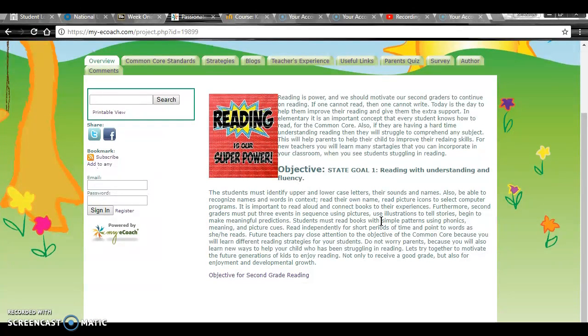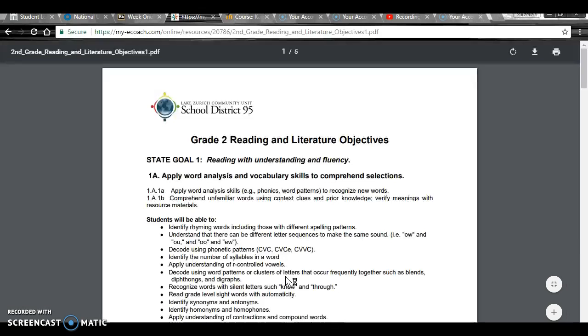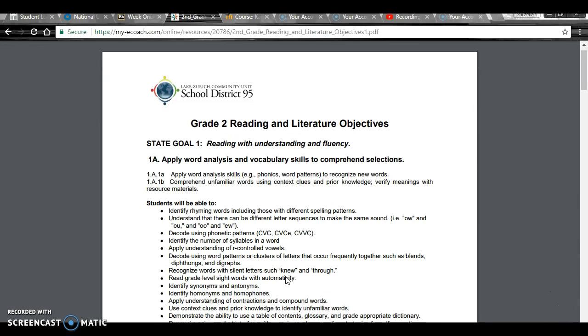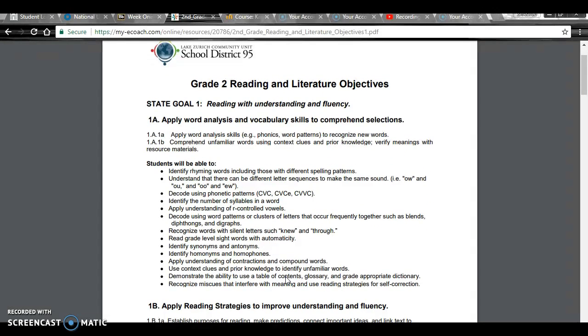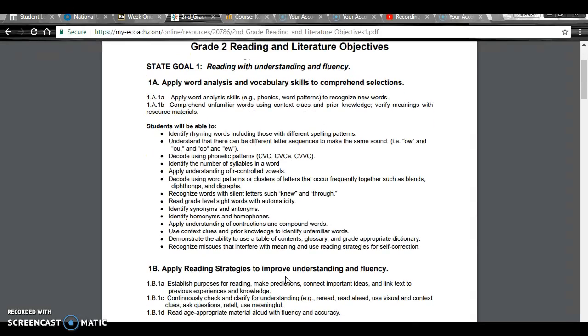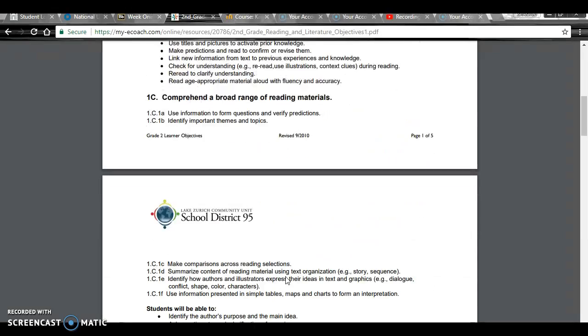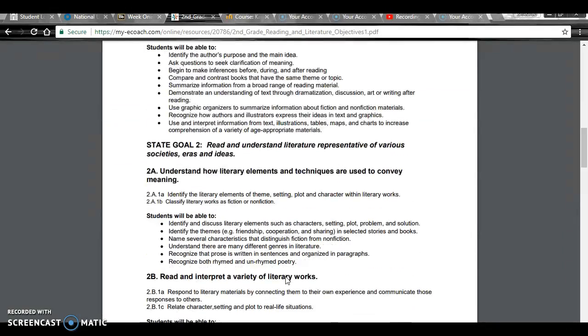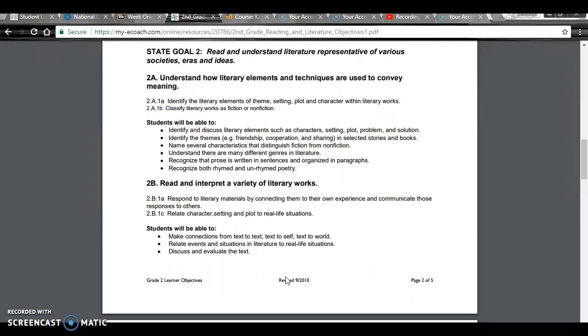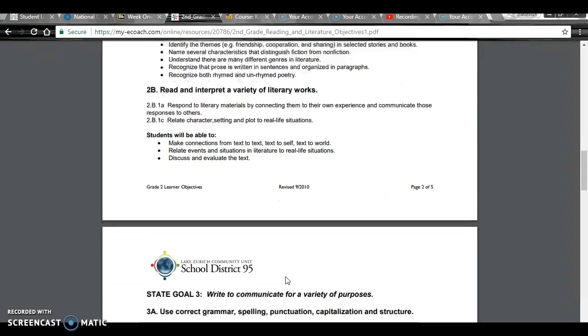And the students must identify upper and lower case letters in the second grade. And these are some objectives for second grade. If you read this page, there's many objectives that the school district require for most of the students. We can briefly go over the page. You can take a closer look once you're at the page, so you can quote from these objectives and put it in your essay as well.